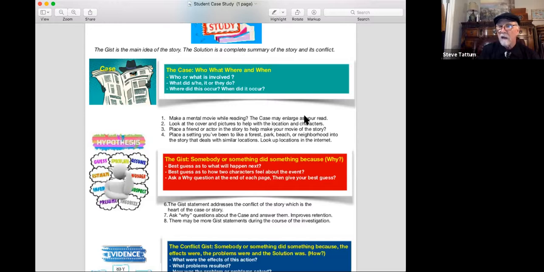The case may enlarge as you read. Look at the cover and pictures to help with the location and characters. Place a friend or actor in the story to make your movie of the story. So when you have somebody who looks like a friend of yours or an actor, put them in. That'll help. If there's a setting you've been to and it talks about a beach, put your beach in. In other words, take your background and add it. So this is the child's guideline while they're reading.